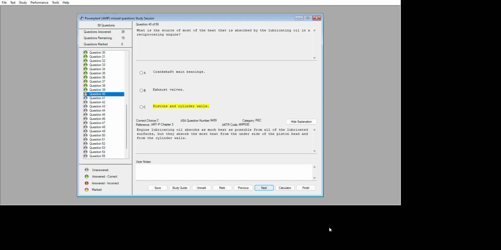What is the source of most of the heat that is absorbed by lubricating oil in a reciprocating engine? Pistons and cylinder walls.